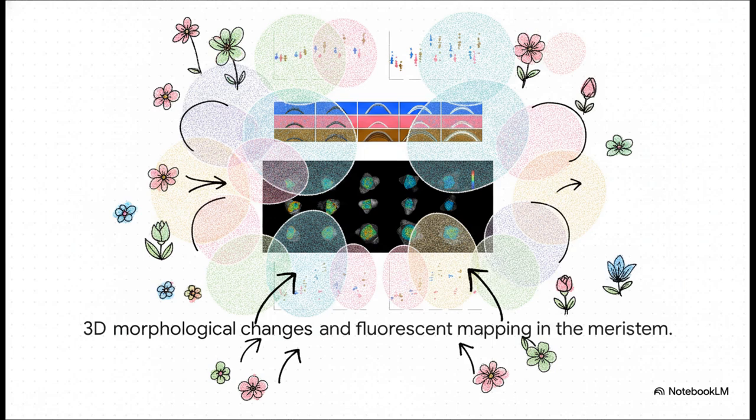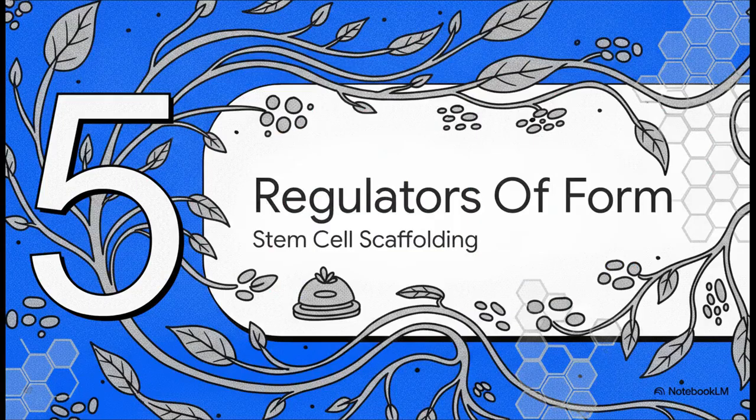When we actually map out these 3D morphological changes in the Arabidopsis meristem, you can literally watch this physical doming and volume expansion take place. By using fluorescent domain mapping, we can see exactly how the different genetic zones of the stem cell niche physically balloon outward to accommodate the complex architecture that a flower requires. Let's look closer at how that works in Section 5, Master Regulators of Form.